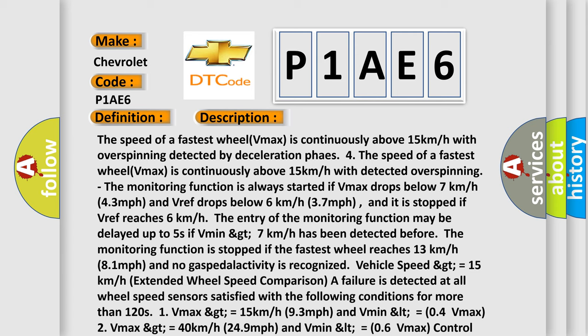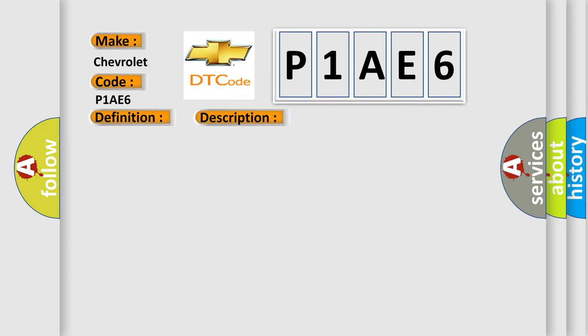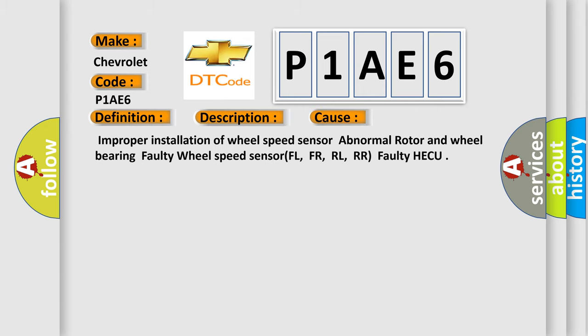This diagnostic error occurs most often in these cases. Improper installation of wheel speed sensor, abnormal rotor and wheel bearing, faulty wheel speed sensor FL, FR, RL, RR, faulty HECU.